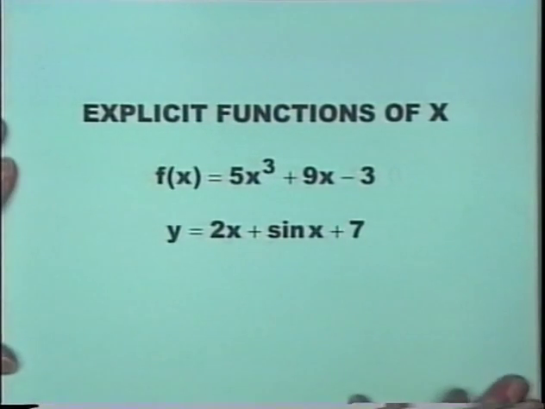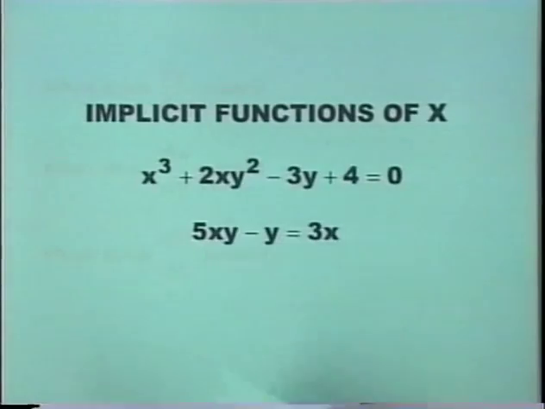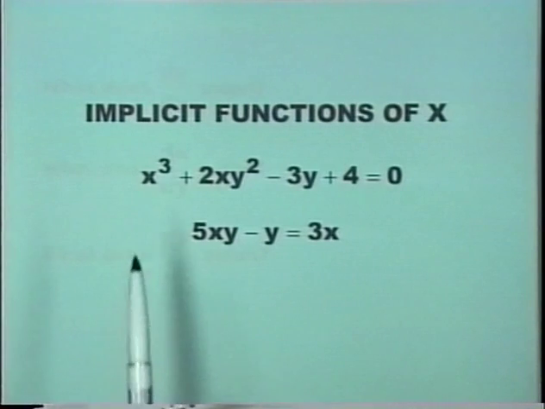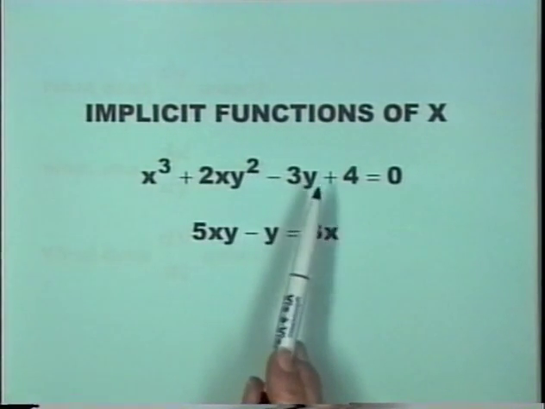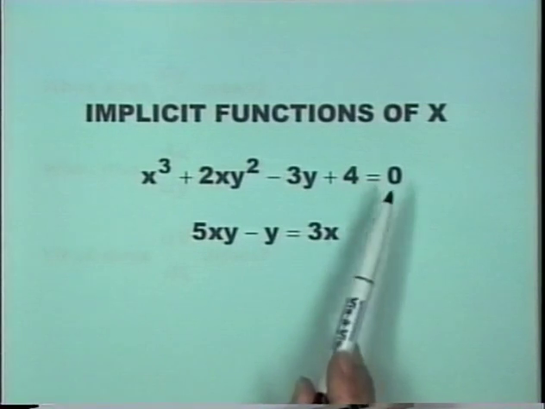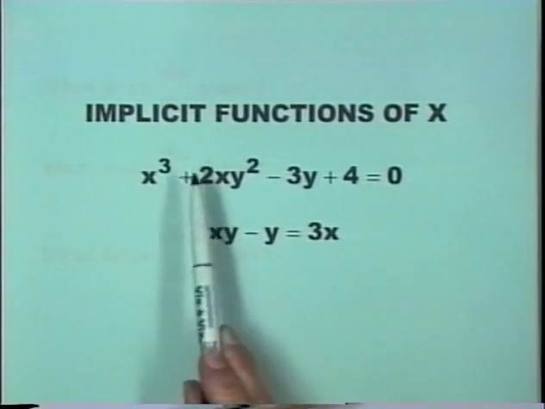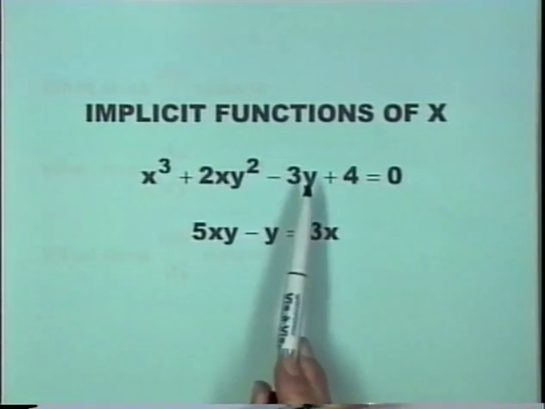Now let's compare that to what we mean by implicit functions of x. Let's look at this first one: x cubed plus 2xy squared minus 3y plus 4 equals 0. You'll notice over here on this side we have a mixture of our x's and y's.